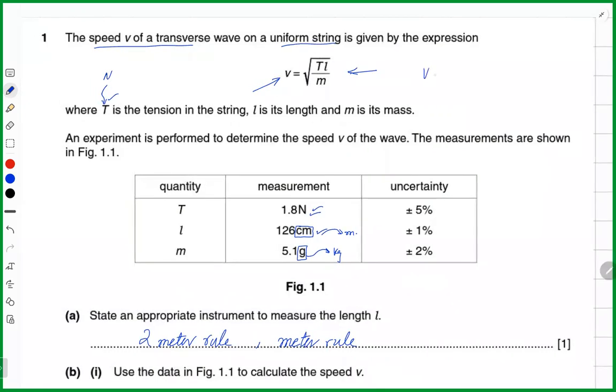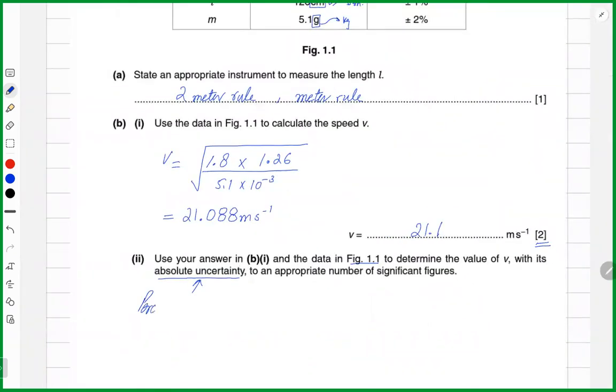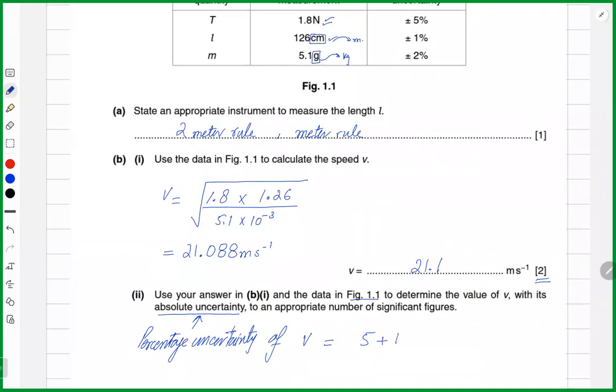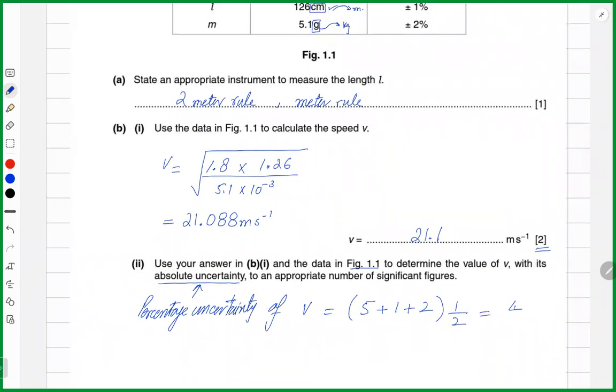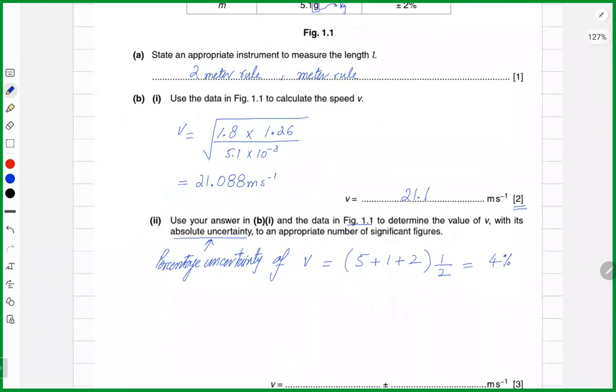That means actually the formula is V equals to TL over M whole power 1 by 2. And what do we do with the power? Power is supposed to get multiplied with the percentage uncertainty. So the percentage uncertainty of V will be 5 plus 1 plus 2. You can either multiply half with all of them, or you can take common and multiply the total thing with half. And it will become 4%.